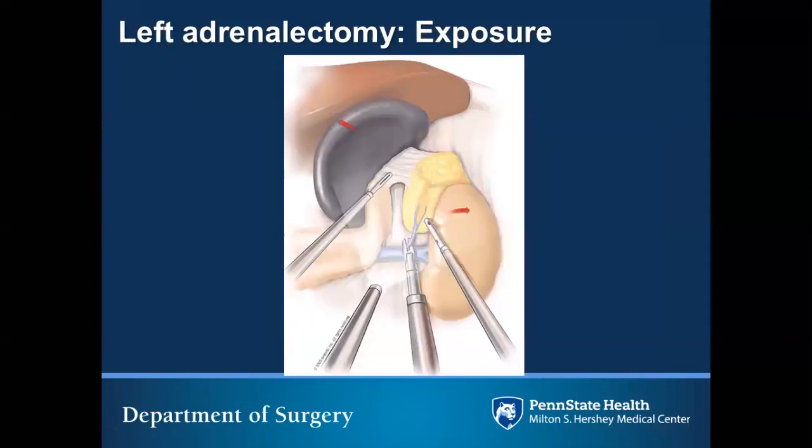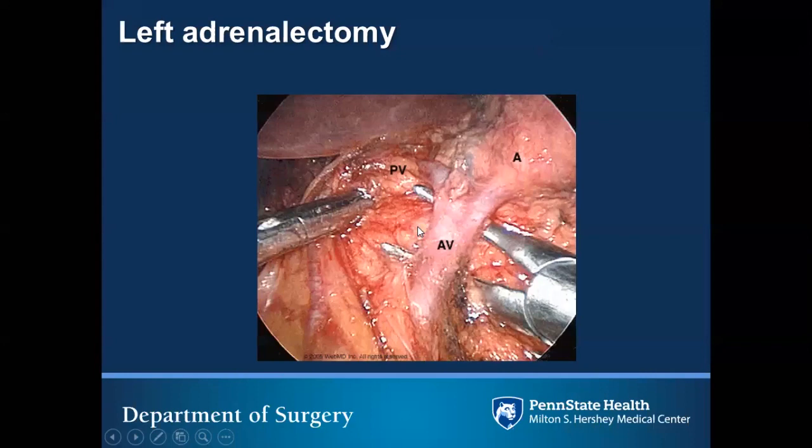And so as you start to do this, you again mobilize the spleen and tail of pancreas towards the medial side. You identify and separate the adrenal from the kidney. And what you're looking for is the adrenal vein. And again, the adrenal vein on the left drains into the renal vein. So here's the renal vein, and there's the left adrenal vein.